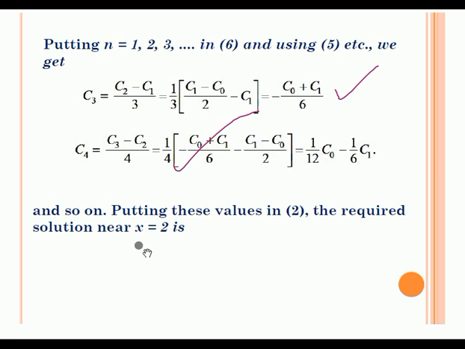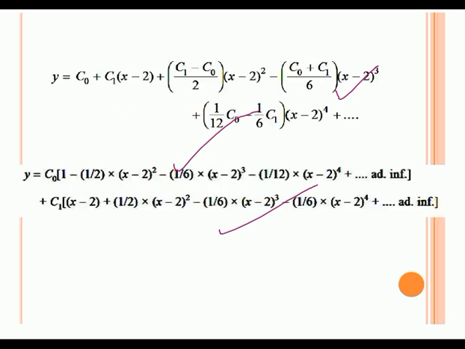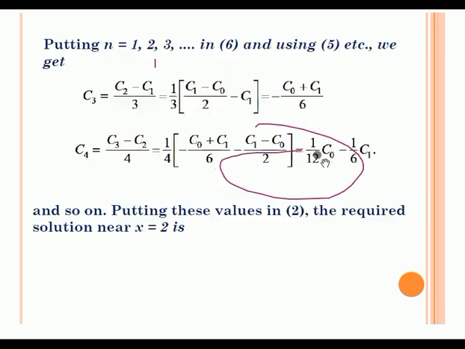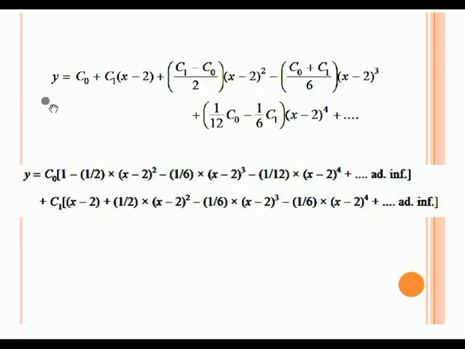Y is equal to sigma n equal to 0 to infinity Cn into (x minus 2) whole power n. I will substitute C1, C2, C3, C4. After substitution, that is C0 plus C1 into (x minus 2) whole power 1, then the C2 value I am substituting. What is the C2 value? C1 minus C0 by something. So C0 x power 0, C1 (x minus 2) whole power 1, then C2, then C3, then C4 and so on. Then rearrange the terms: C0 multiplied by something and C1 multiplied by something. So again I am getting the combination of two solutions. This is one solution and this will be the other solution.